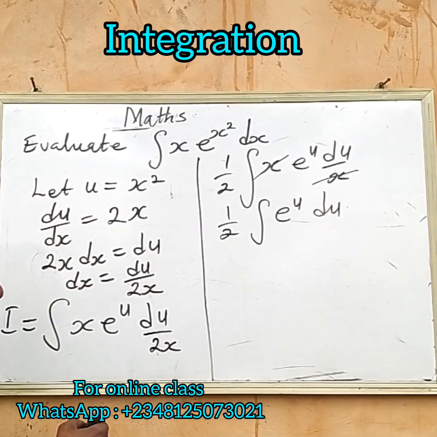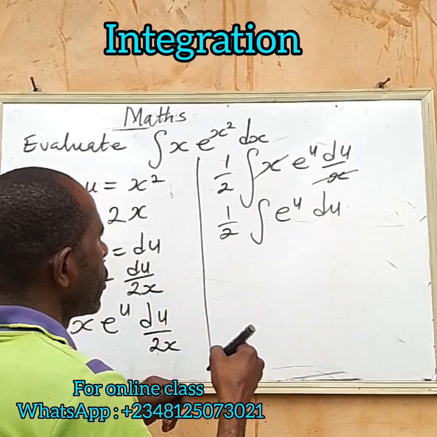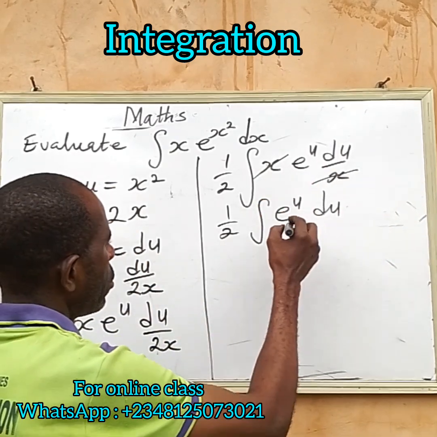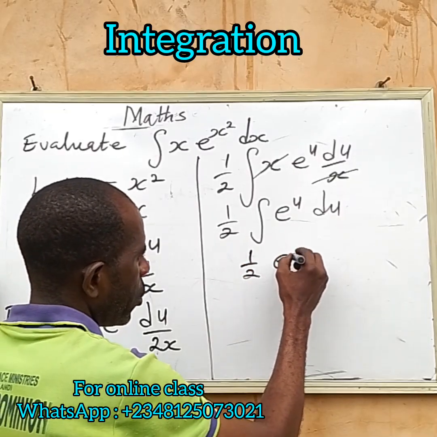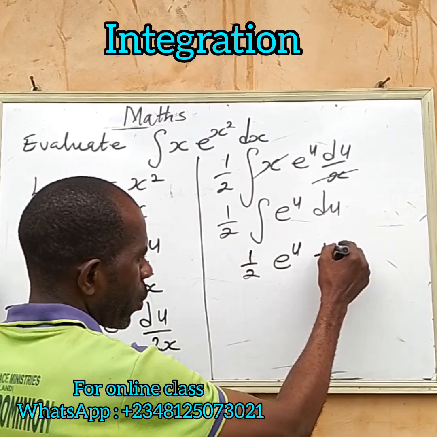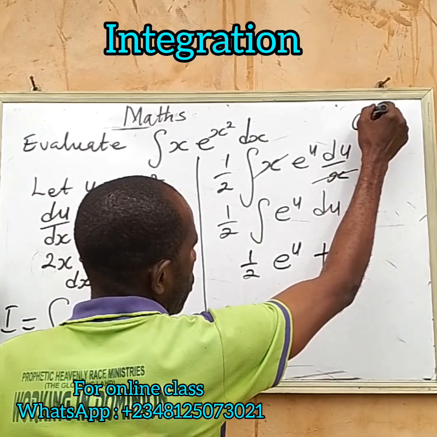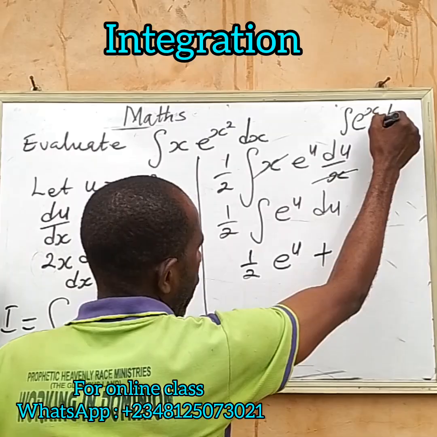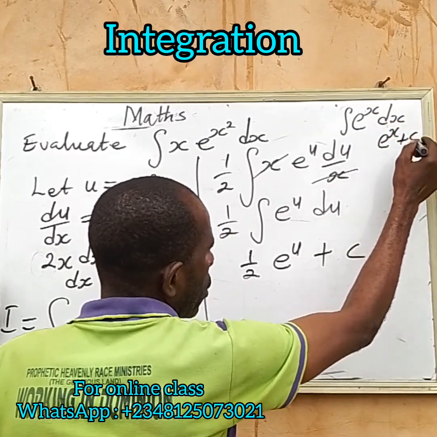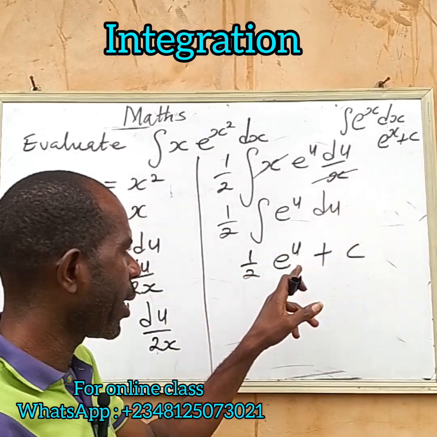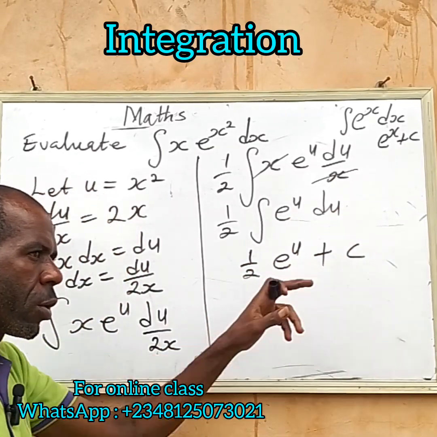We know that there is a standard integral for this, when we have exponent to a value, which means we now have 1 over 2, then exponent u plus c. Don't forget, the integral of exponent x dx is exponent x plus c. So we apply that here. So it remains the same. We always introduce constants.